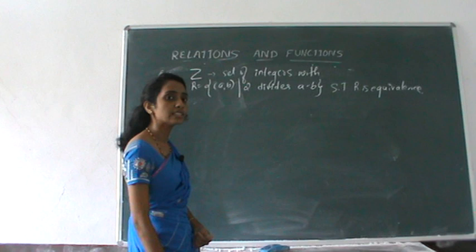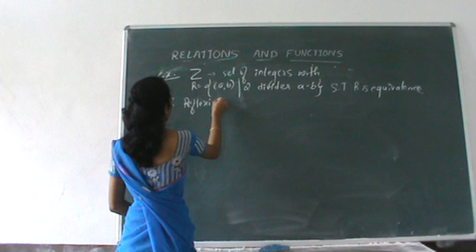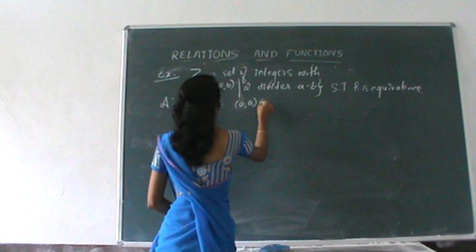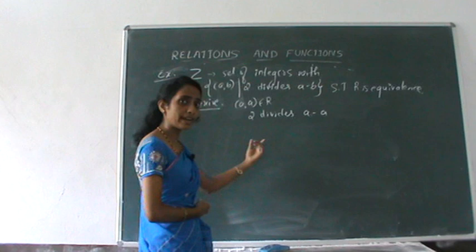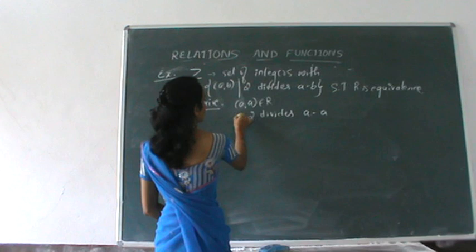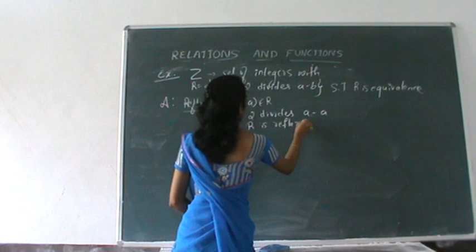First we will check for reflexive relation. Is (a, a) belongs to R or not? A is related to itself means 2 divides a minus a. Yes, 2 divides a minus a because a minus a is 0, and 2 divides 0. Therefore, R is reflexive.